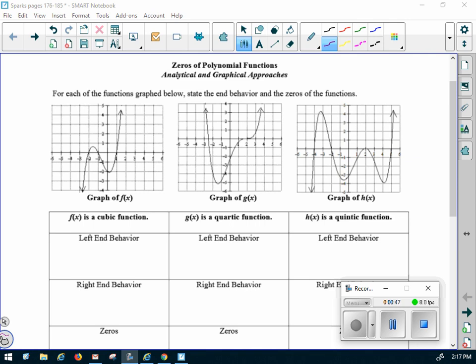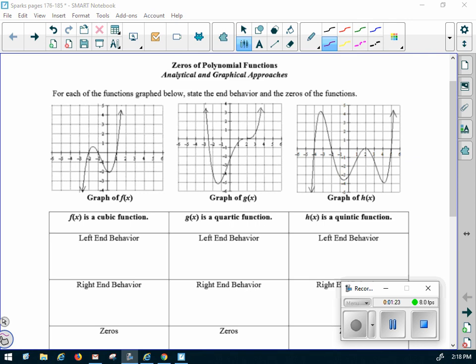For each of the graphs below, state the end behavior and the zeros. All right, end behavior. You know what that means? Where it's going. It means what's happening as x approaches infinity and as x approaches negative infinity. What are the y values doing? We are not super formal in this class, in your writing.